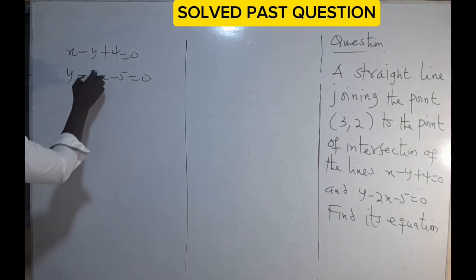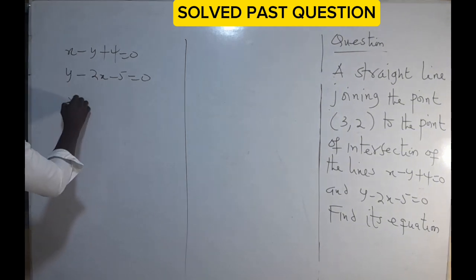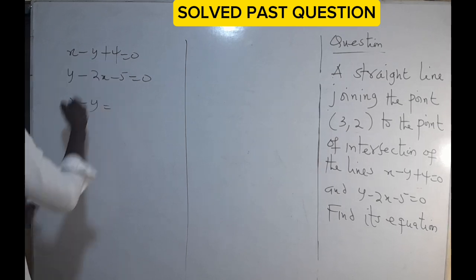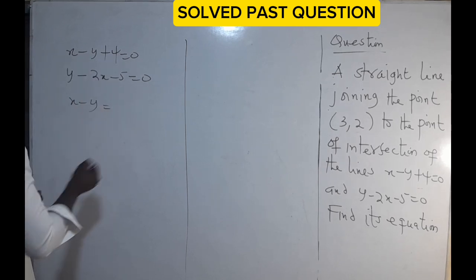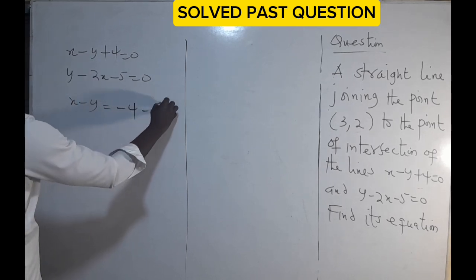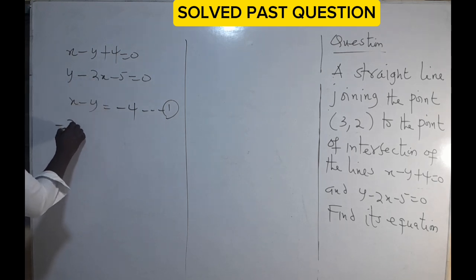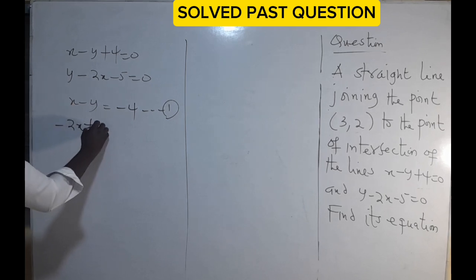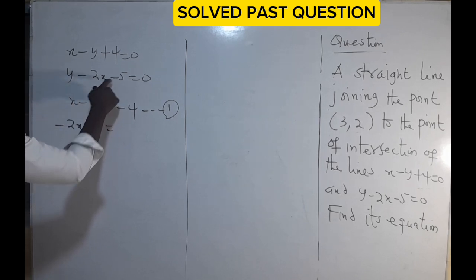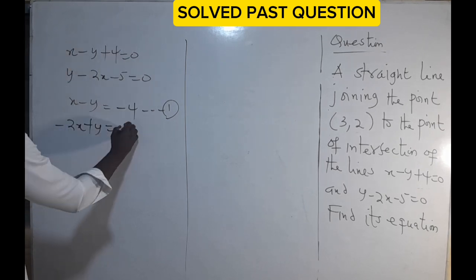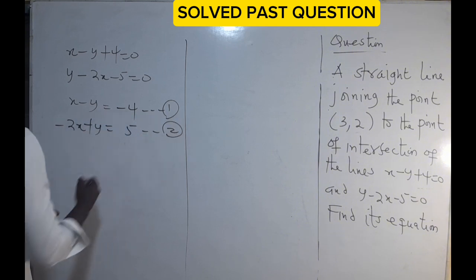Now, the first one can be simplified as x minus y is equal to minus 4, since the plus 4 on the left-hand side becomes minus 4 on the right-hand side. Let this be equation 1. And let's also simplify this. The x term can come first, that is minus 2x. Then the y term, plus y. The constant on the left is minus 5, it becomes plus 5 on the right-hand side. Let this be equation 2.